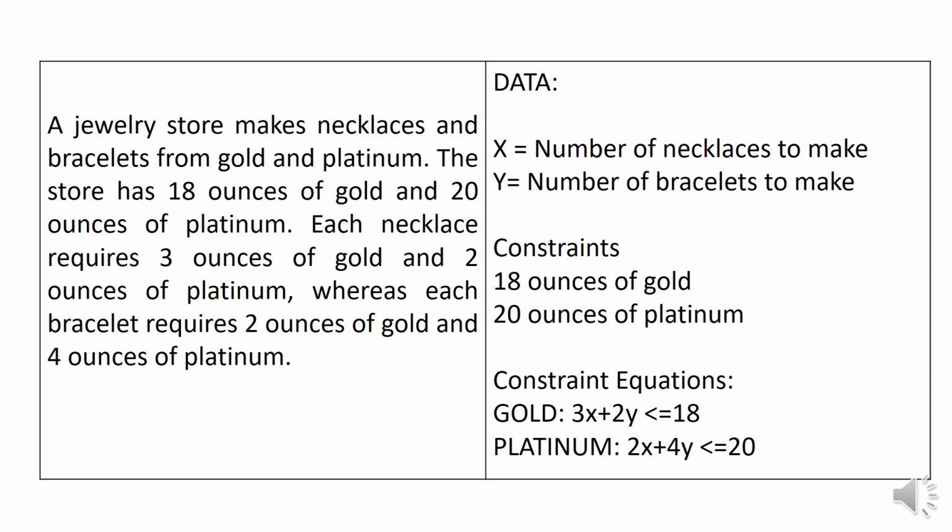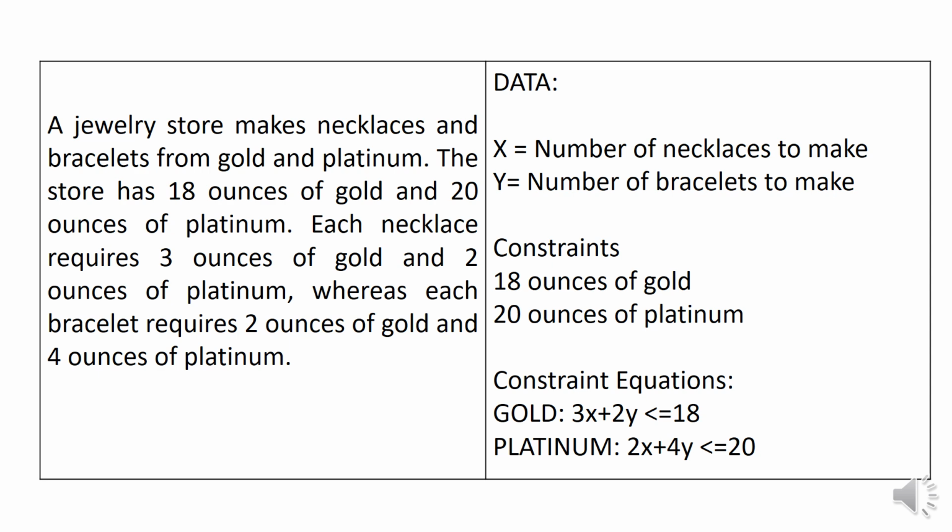So we will be using 3, that is the ounces of gold for a necklace, and this 2 is the ounces of gold for a bracelet. So gold for the bracelet and the necklace has to be separate, and it has to be in an additive way. And as we have been given that the store has this maximum quantity, it would be less than or equal to.